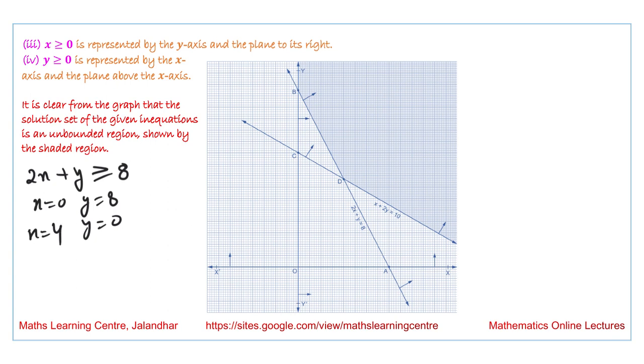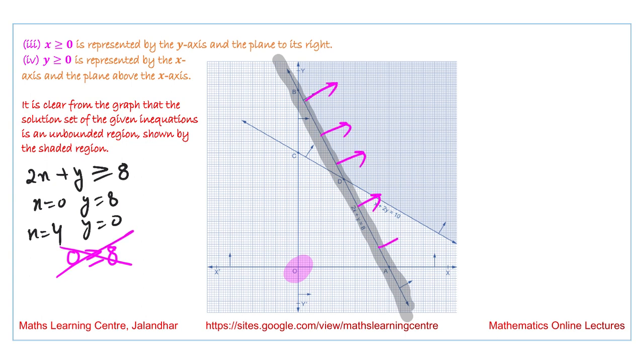So if we represent the line here, this is the line 2x plus y is equal to 8. If we substitute the point 0, 0 in this inequation, we get 0 is greater than or equal to 8. This is not true. So the region above this line is the solution set for this inequation.